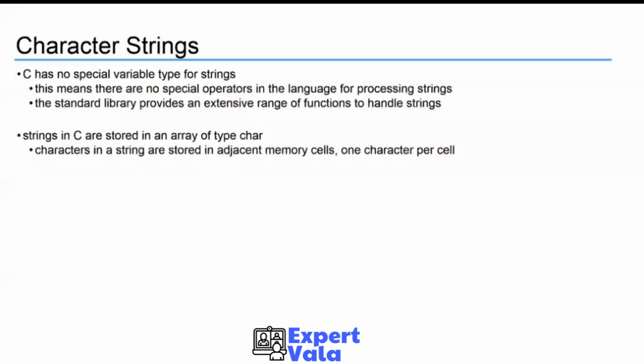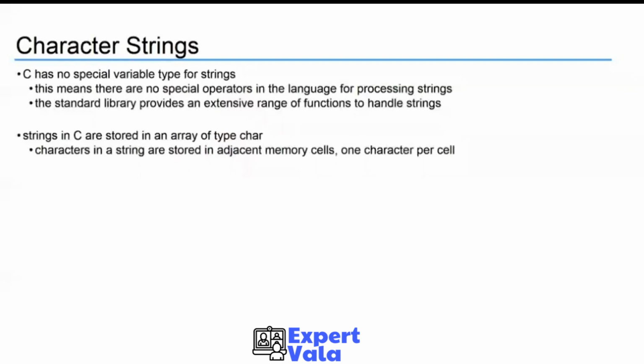Strings in C are stored in an array of type char. We know what an array is. We know what a type char is. A type char is a single character. In an array, you can store multiple elements inside of a character array, because a string is many characters. So the characters of a string are stored in adjacent memory cells, one character per cell.